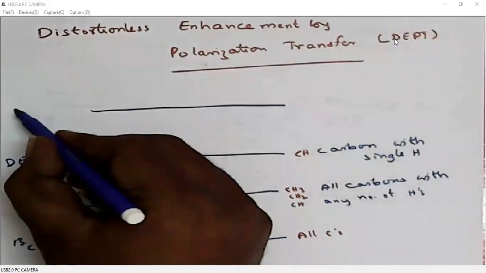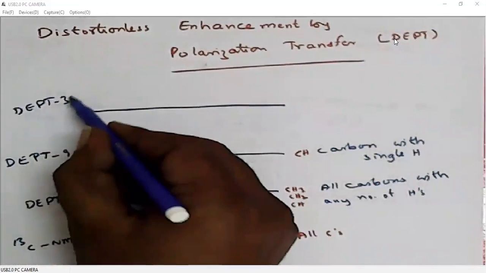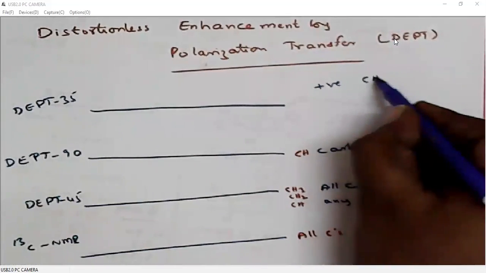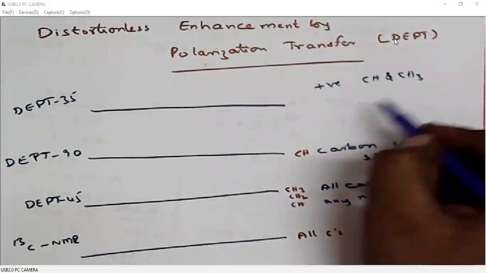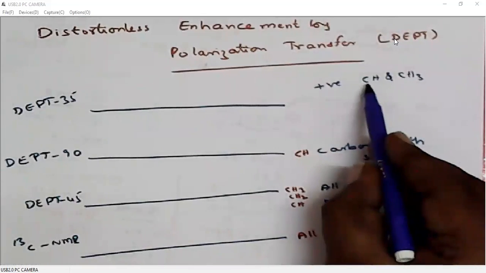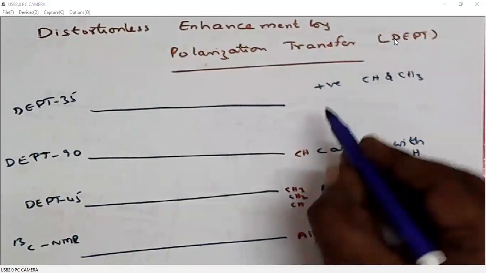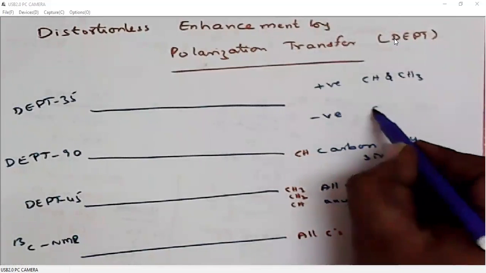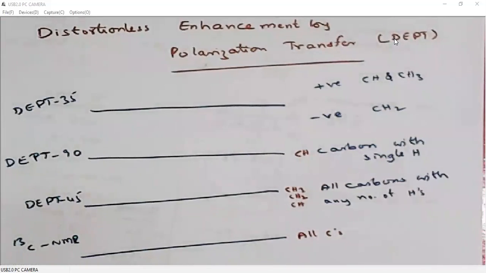In DEPT 135, we get positive signals for CH and CH3 units. That means if a carbon has an odd number of protons, we get a positive signal, and we get a negative peak for the CH2 unit. If a carbon has 2 protons, we will get a negative signal. For example, we will discuss the DEPT for this molecule.